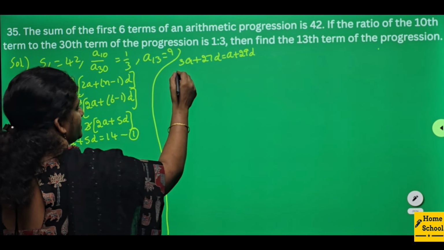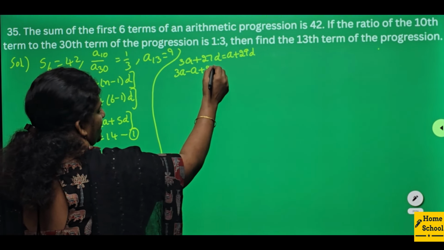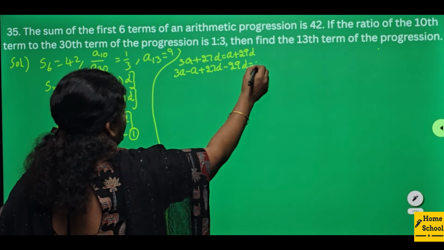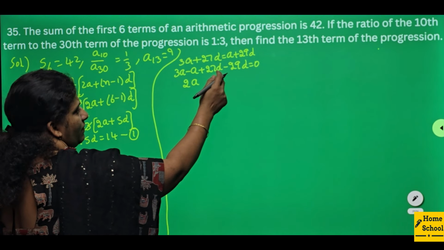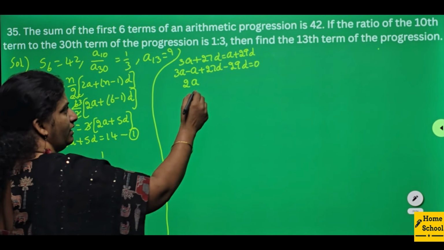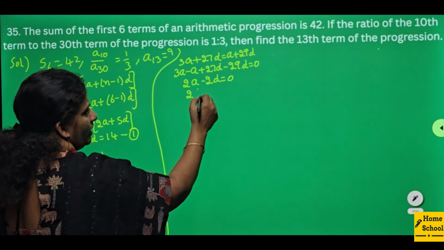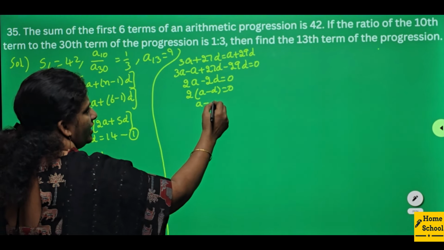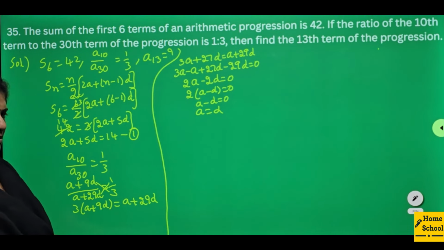Now bring all these terms this side. 3a minus a plus 27d minus 29d is equal to 0. 3a minus a will be 2a and 27 minus 29 will be minus 2d equal to 0. Take out 2 common. a minus d equal to 0. 0 by 2 is 0. Therefore, a minus d equal to 0 or a equal to d you can write. Minus d, if it goes to the other side, it will be plus d.